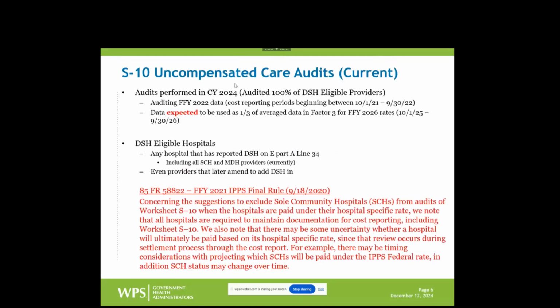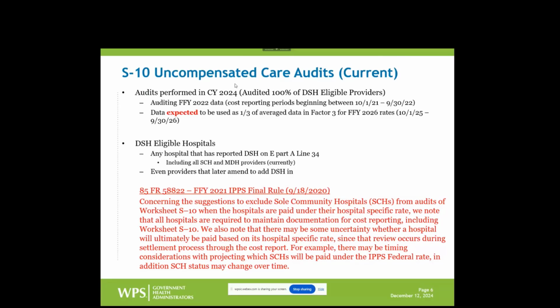So cost report periods beginning between 10/1/21 and 9/30/22. That's where we are with that. Now, we don't know for sure what CMS is going to do with this. For the past few years, they've used 3 years as an average. So the thought is that they're going to be using 1/3 of this data as part of the average for the next year's rates that'll take place 10/1/25.